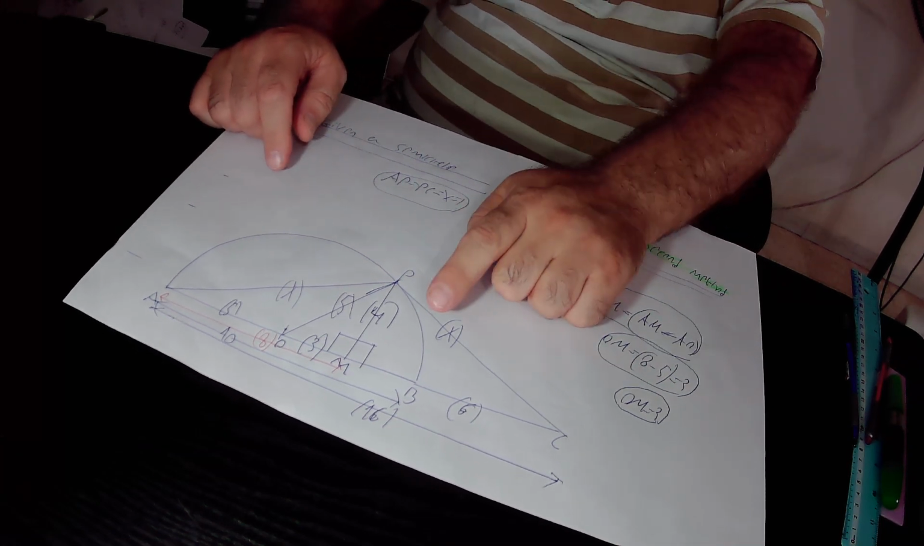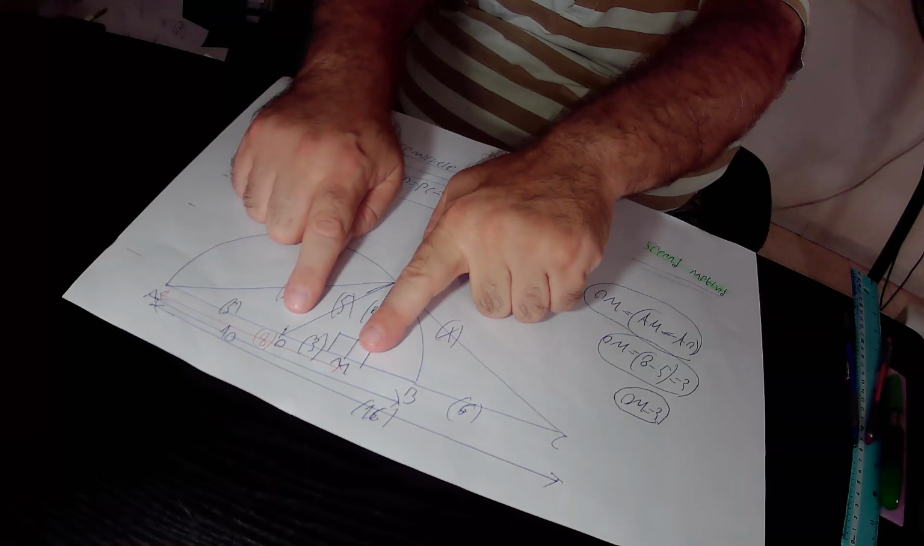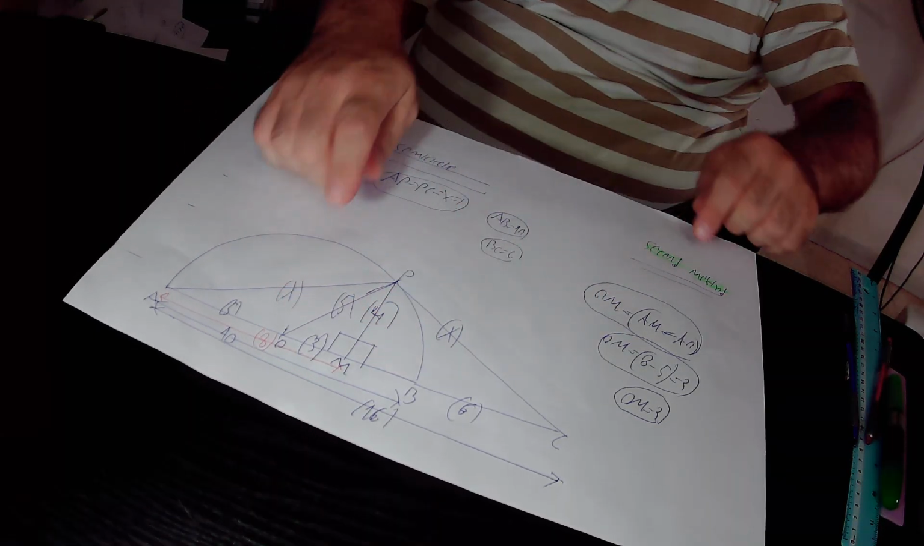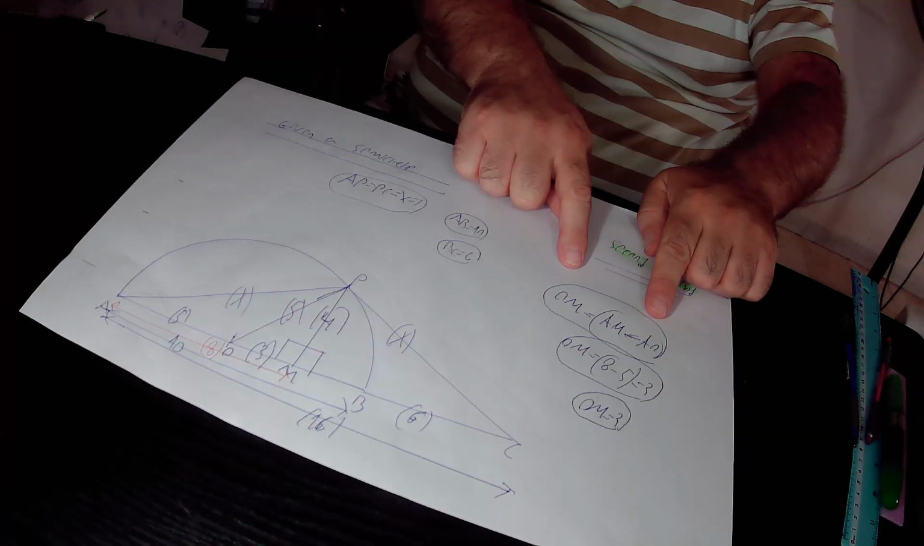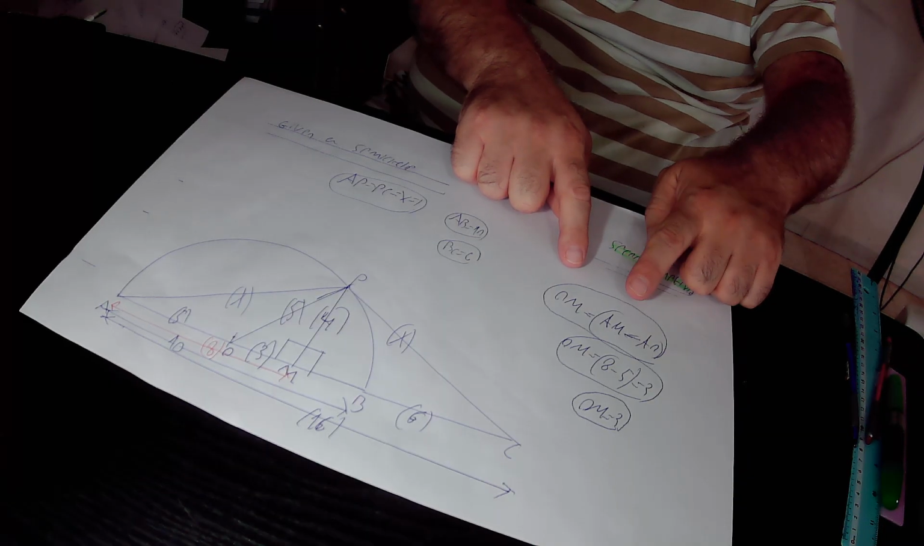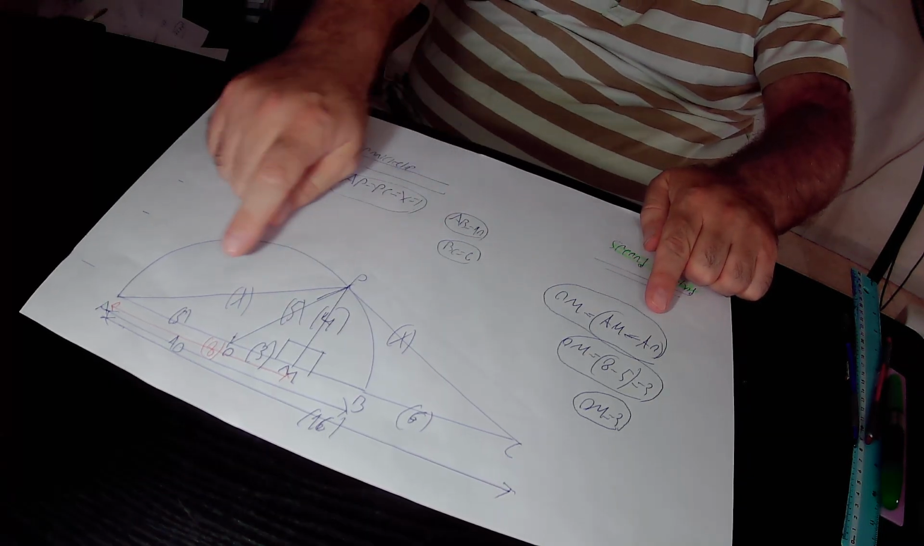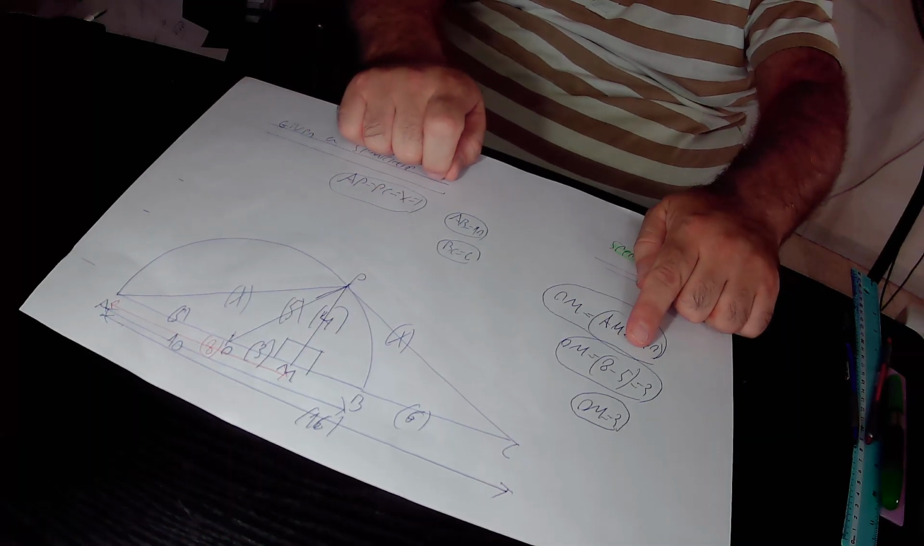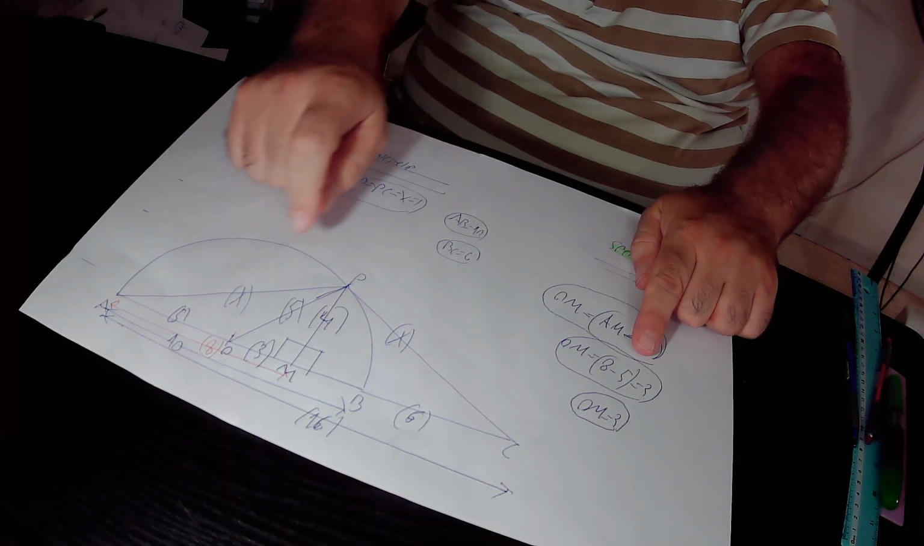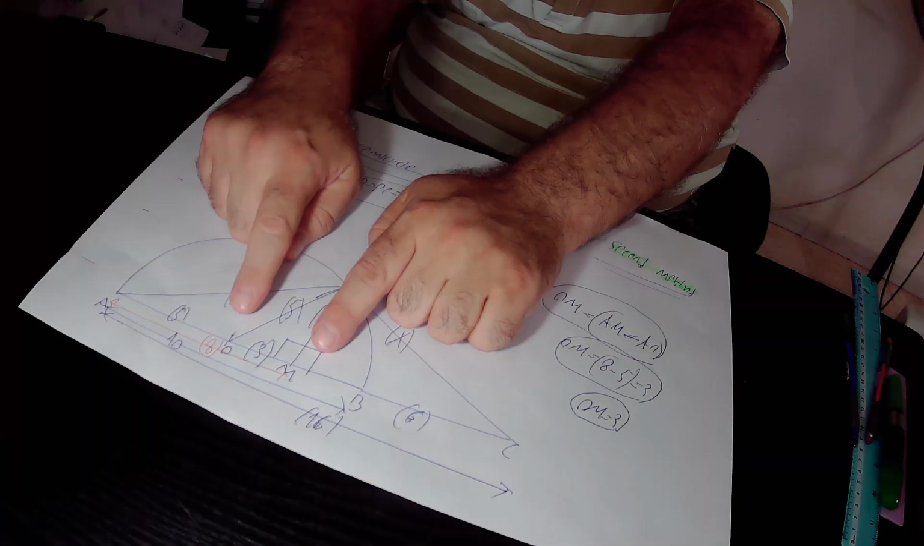So what is the length of this small line segment OM? OM equals AM minus AO. So OM equals AM, that is 8, minus AO, that is 5. So in total, OM equals 8 minus 5, that is 3. The length of this short line segment OM is equal to 3 units.